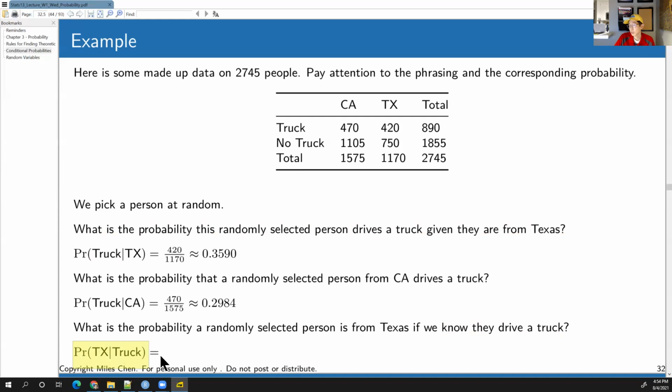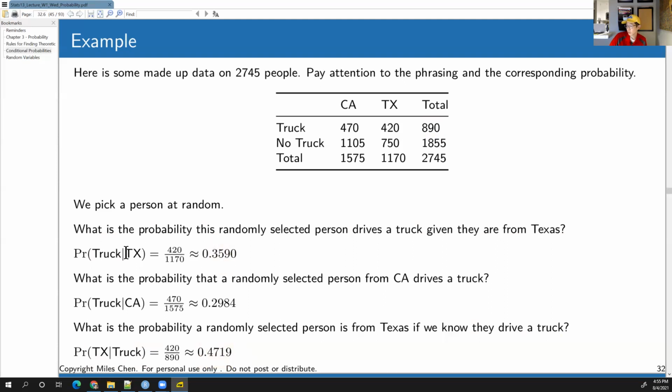So what's the fraction that we would use? And again, if you want to enter it into the chat, what's the fraction we would use for probability of Texas given truck? Okay, great. A lot of you are entering it in the chat, so that's great. Yes, 420 out of 890, right? The piece of information we know is that they drive a truck, and of those, 420 are from Texas. And again, just to emphasize, A given B is not the same as B given A. We can see that these answers are different: we got 0.359 versus 0.471.